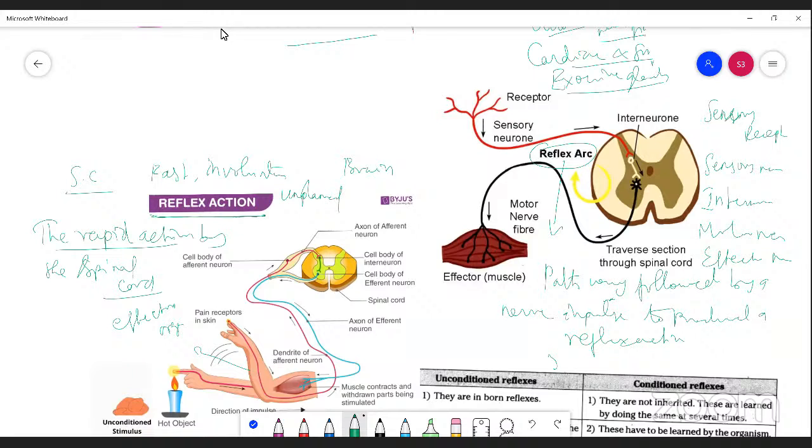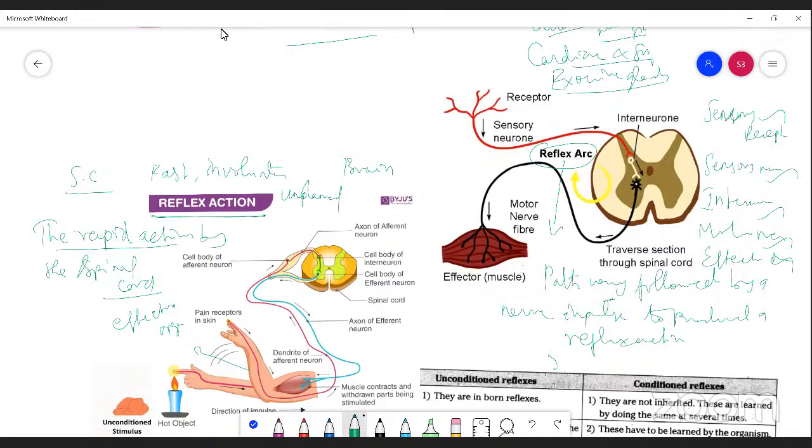You know what the reflex arc is? The pathway followed by a nerve impulse to produce the reflex action is called the reflex arc. So what are the components? One is the sensory receptor, second sensory neuron, third interneuron, fourth motor neuron, and fifth, the effector. So 5 components are there in the reflex arc.